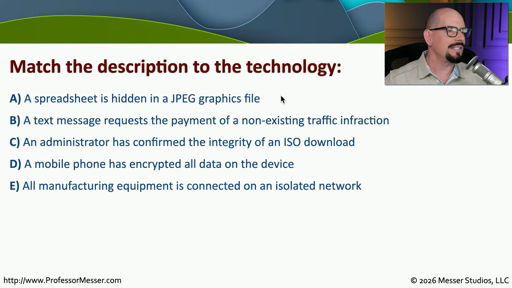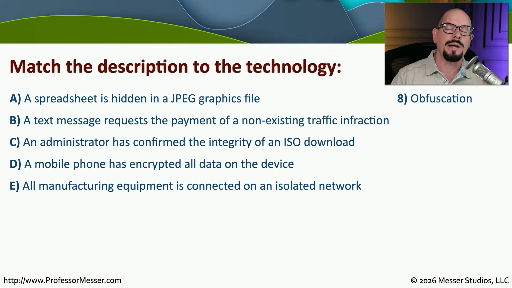So in this case, you notice there was not an option for steganography on our technology list, but steganography is a type of obfuscation. Obfuscation is when you take something that appears to be human readable and understandable, and you make it a lot less human readable and understandable, but still maintain the data itself, which really does describe steganography for us. So if you chose obfuscation for a spreadsheet hidden in a JPEG graphics file, check mark for you. You got that one right.